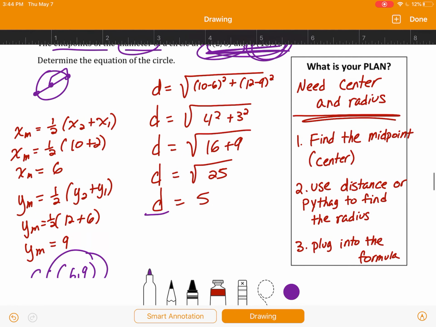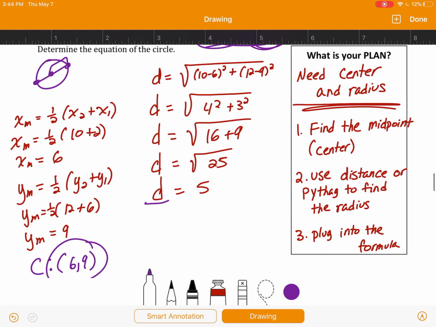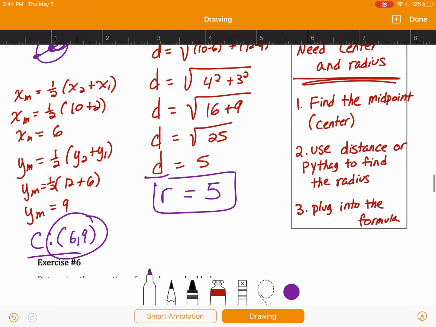And remember, d stands for distance here. It's not standing for diameter. So if you want to rewrite it, the distance between the center and a point on the circle is actually the radius. So the radius is 5. So now we have both the center and the radius, and now we can plug into the formula.